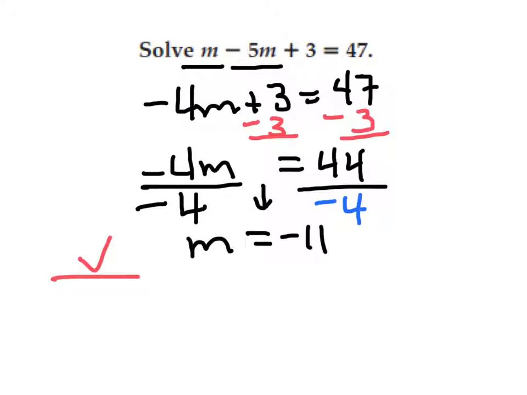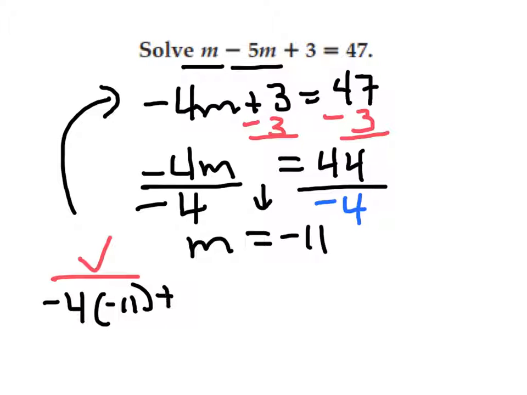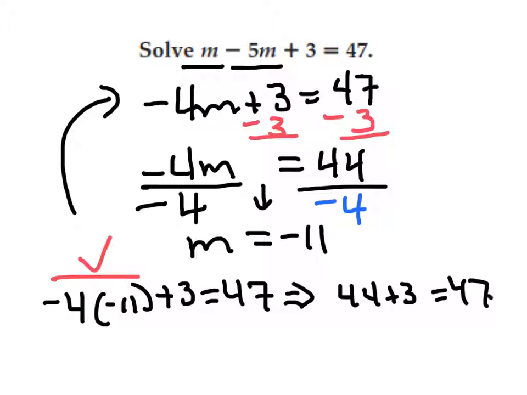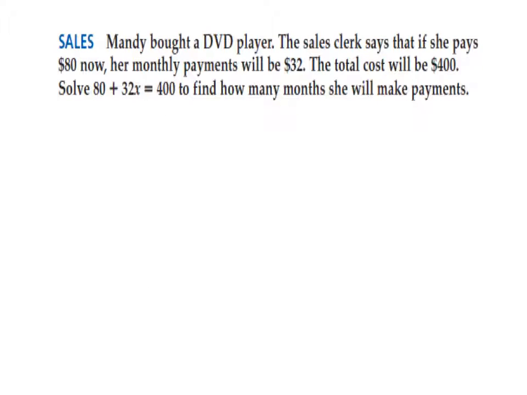All right, I'm going to check, and I'm just going to go ahead and use this equation. So negative 4 times my m, which was a negative 11, plus 3 is equal to 47. Type in my calculator, I get 44 plus 3 is equal to 47. Is that 47? Yes, it is. Solution works.